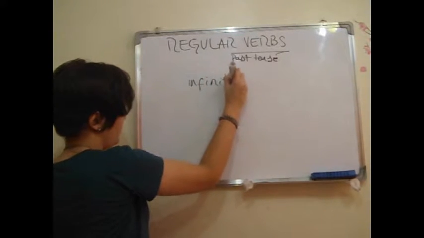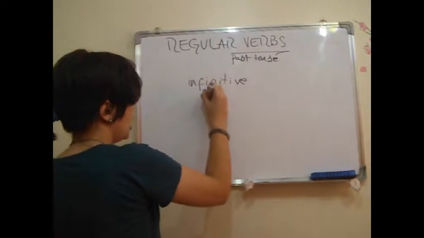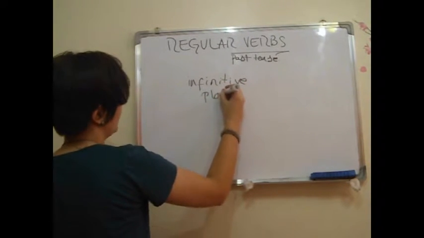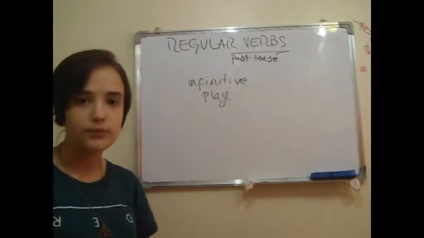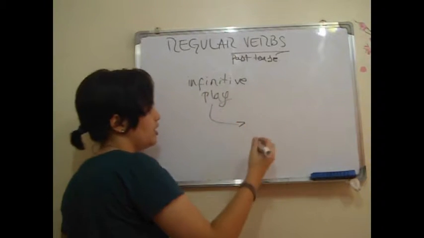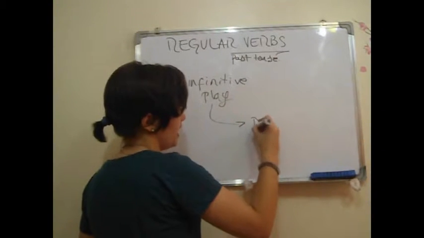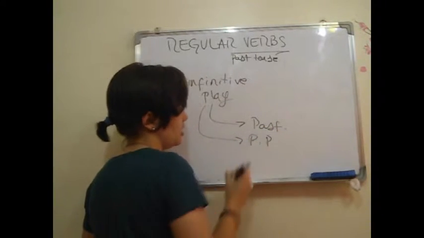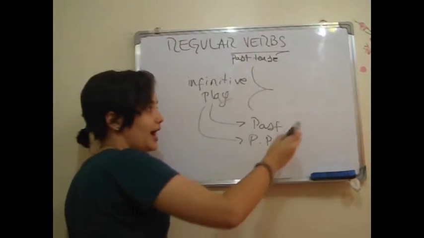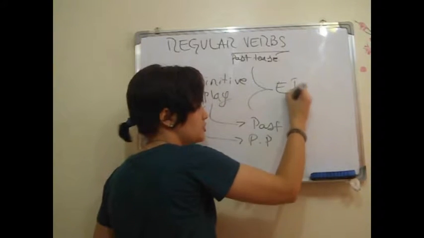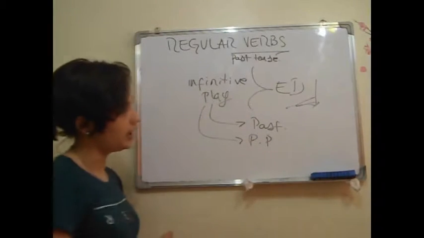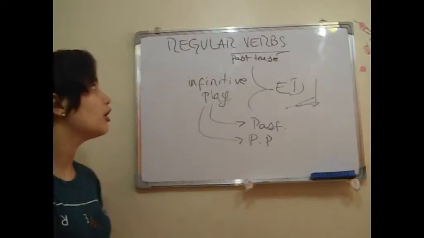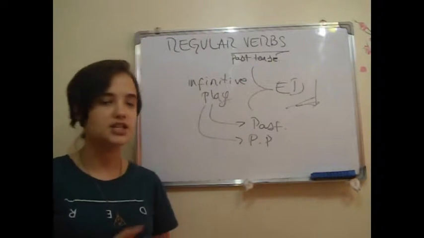We have the infinitive form of a verb, could be play, which indeed is a regular verb, and for it to transform into past or past participle tense, we only need to add two letters, ed. Okay? As we can clearly observe, the grammar of regular verbs is not that hard.